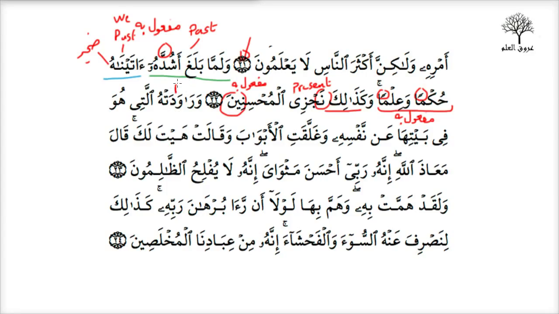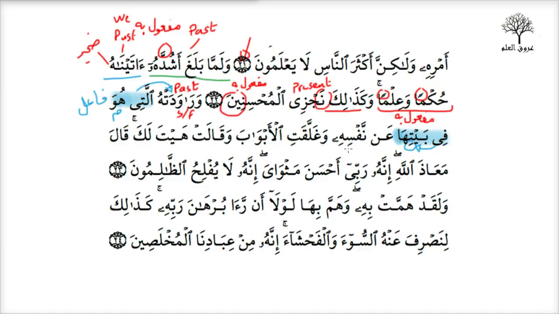وراودت, راودت is past single feminine. Okay, has ت at the end, راودت, and its fa'il is actually all of this. So التي هو في بيتها, all of that is acting as the fa'il of راودت. That's the fa'il, موصول. التي, هو is the مبتدا. في بيتها, so the preposition gives a حرف الجر there. That's متعلق to ثابت. And then هو في بيتها is the sila of التي. التي, and that put together make the fa'il, the subject of راودت.